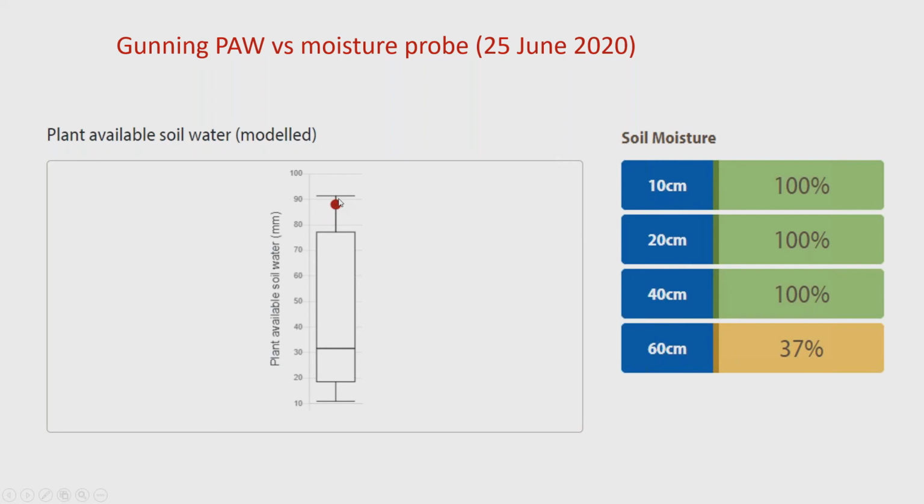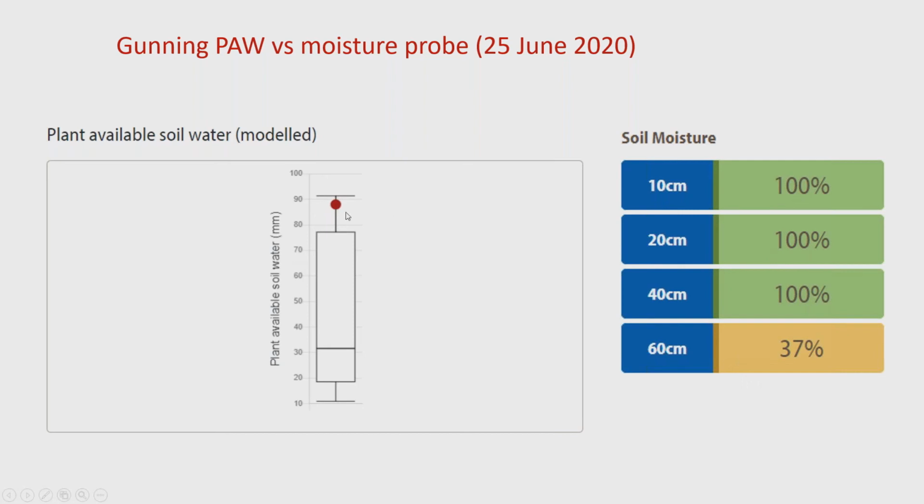So in other words, based on the last 30 years of data, the current reading at Gunning for this time of the year is in the wet zone, or in the top 25% of years. And this is really backed up by the soil moisture probe. As you can see here, the probe is showing that the top 40 centimetres is fully wetted up and is actually sitting at field capacity.